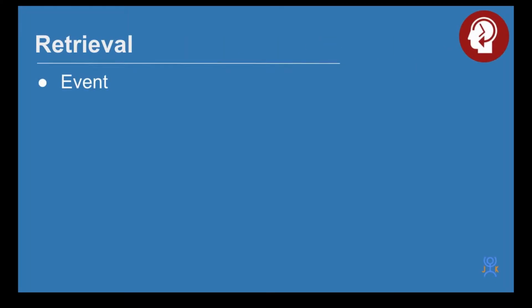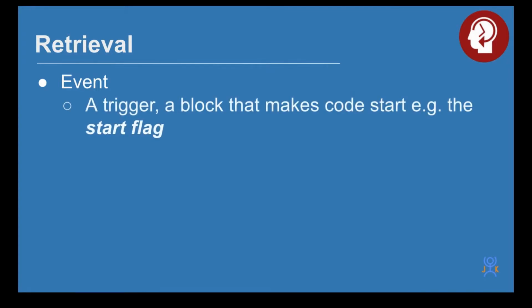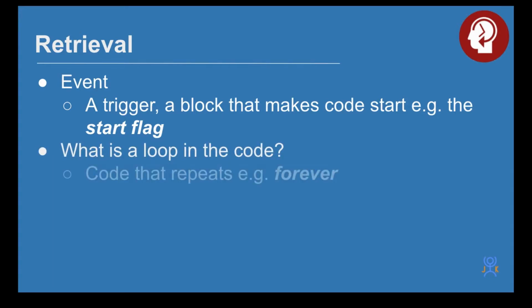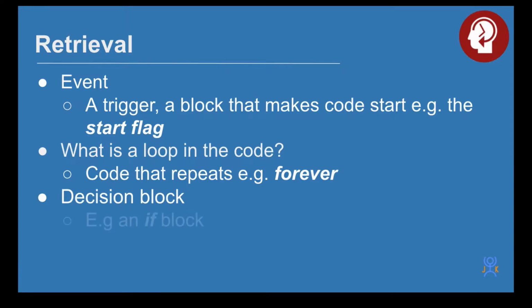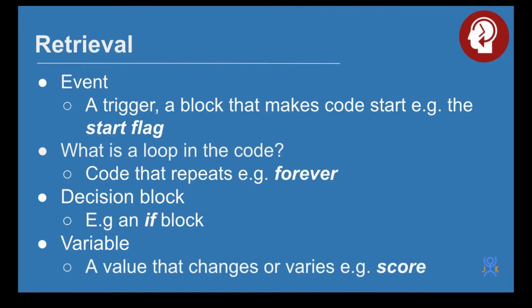So, this is all based on previous lessons where we learnt that an event is a trigger or the start of something. So for example, clicking on the start flag. A loop in the code is repeated code. So for example, we use the forever loop quite often. A decision block, for example, an if block or an if then else block. These are what we call decision blocks. And then a variable is something that can change or vary. For example, in our case, the score.